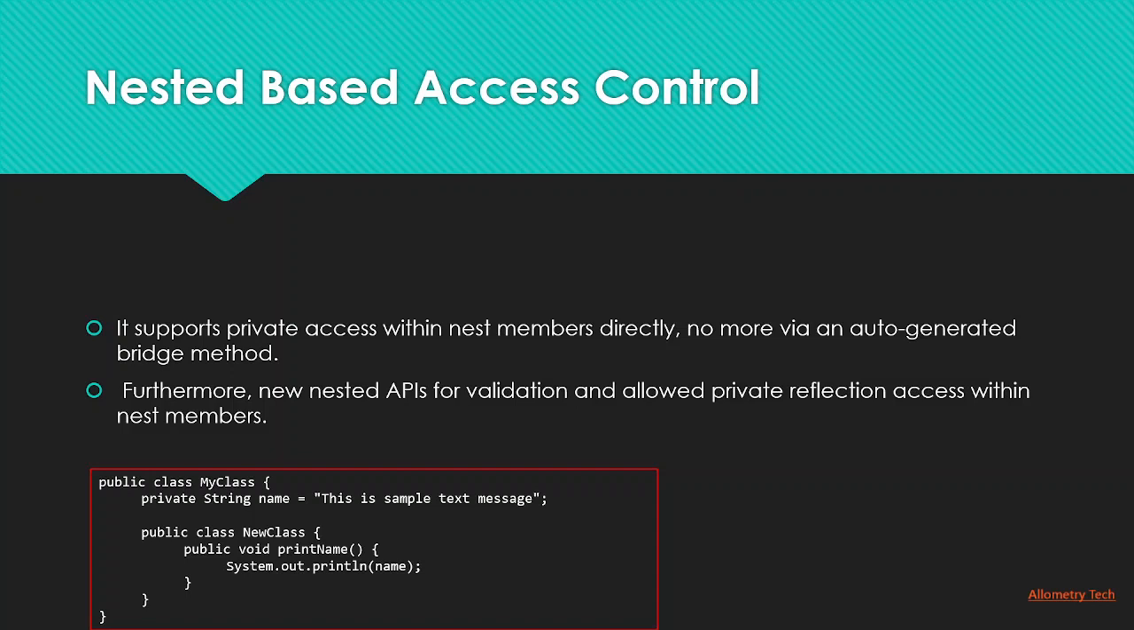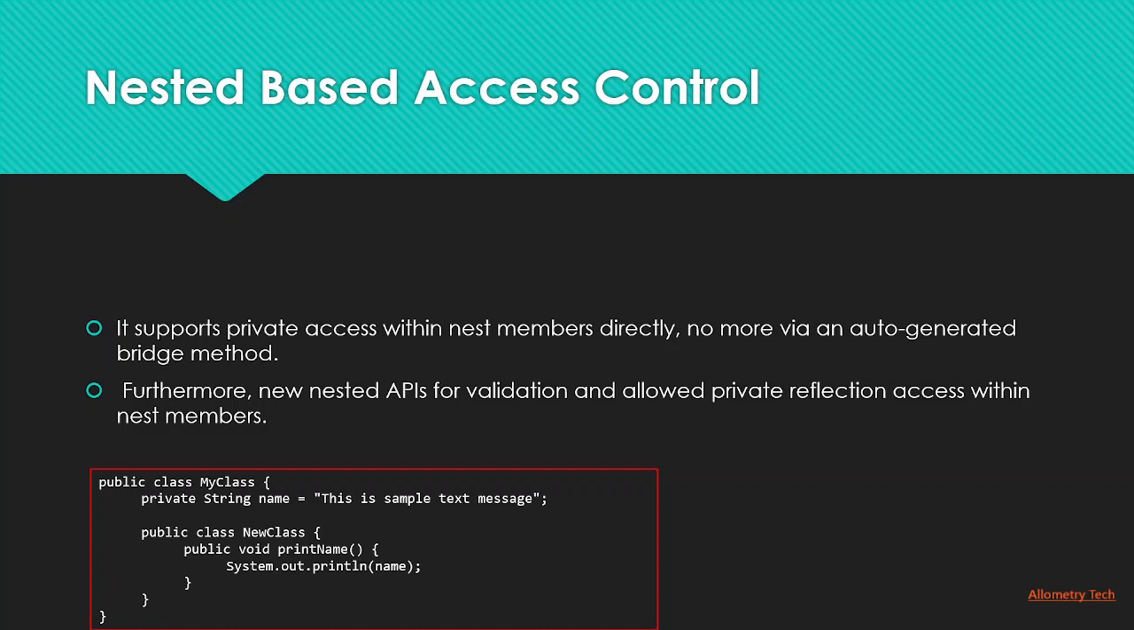Okay, but just to understand, it supports private access within the nested member directly, no more via auto-generated bridge method. Furthermore, new nested APIs for validation allowed private reflection access within nest member.